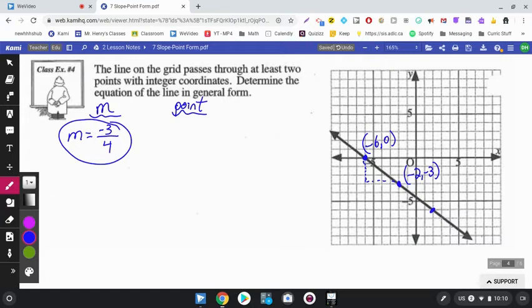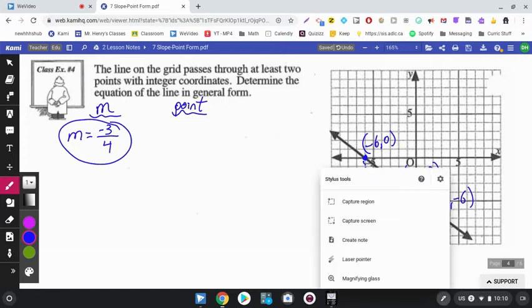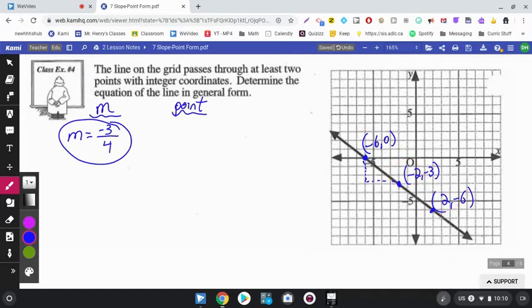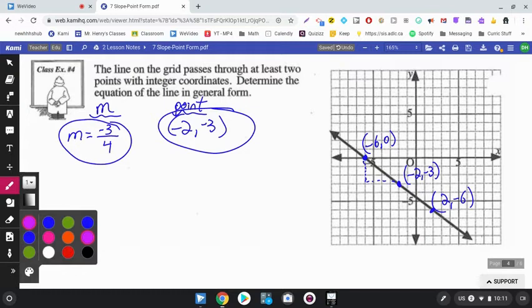And then if I'm going to use slope point form, I also need a point. And you say, well, let's go to this one too, 2, -6. You think, I have 3 points on here. It doesn't matter which one you pick. -6, 0, -2, -3, 2, -6, doesn't matter. I just need a point on the line. I already have the slope. I'm going to pick any point, so let's pick the middle one, -2, -3. And from that, I am ready to turn this into an equation.